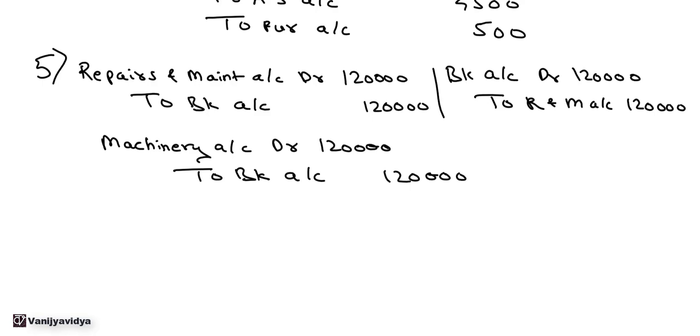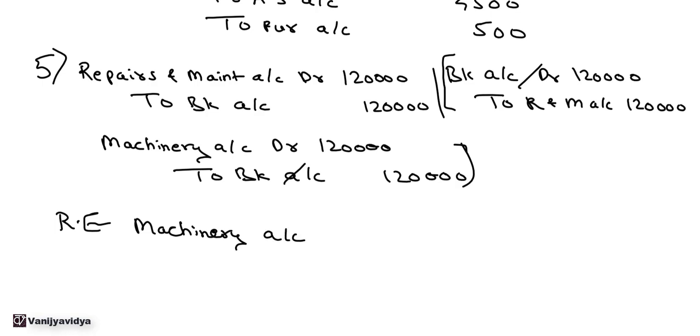So now for rectification entry we will give the net impact of these two. So the bank account debited, credited get cancelled. So the rectification entry is machinery account debit 1,20,000 to repairs and maintenance account 1,20,000.